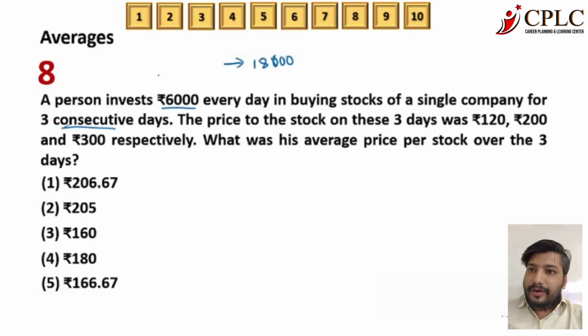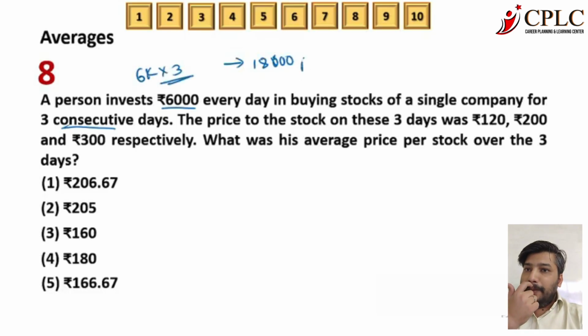And how did I get that? 6,000 into 3. That's my total amount. But every day the price is different, so I will be getting a different number of shares. So this is what I need to track.